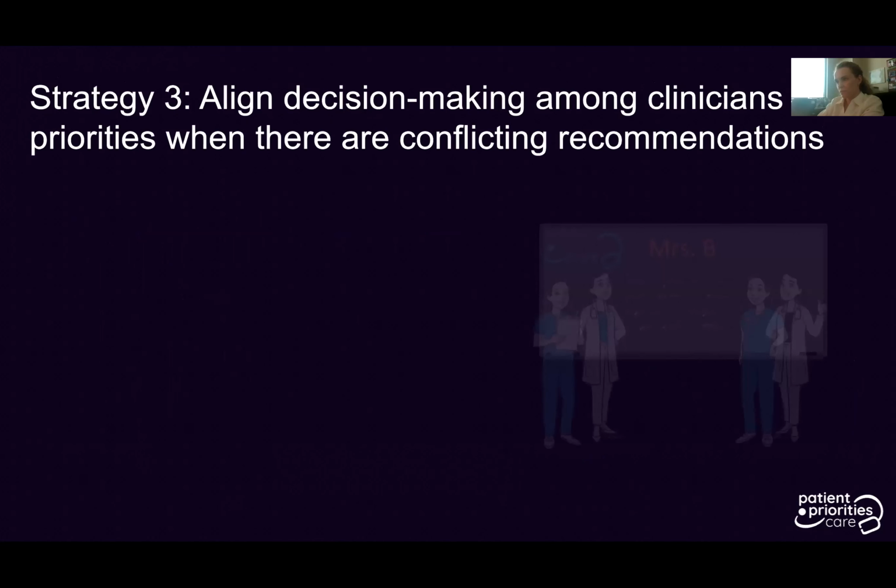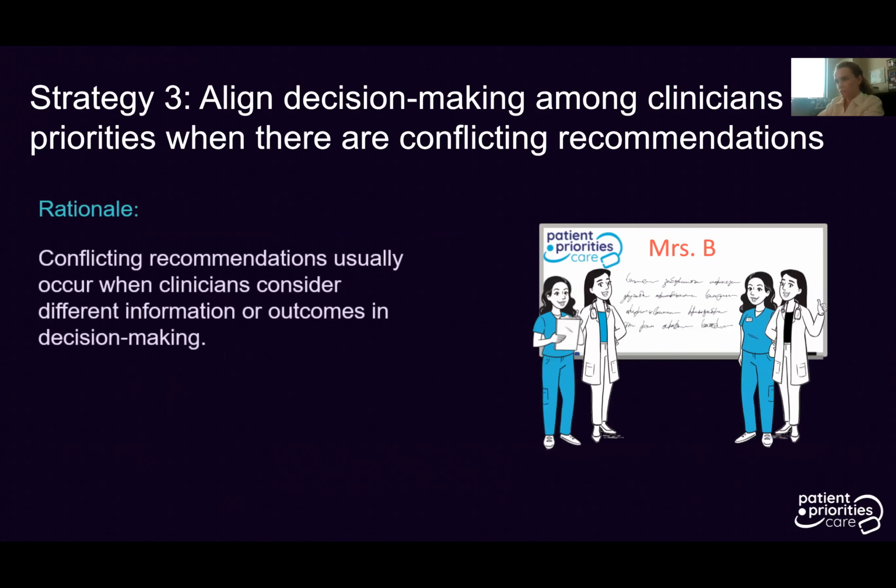You may recall that was aligning decision-making among clinicians with the priorities. So this is when there's conflicting recommendations, but you can also act as an advocate, knowing what matters most to your patient, reaching out. And this is something I do almost every time I have an encounter that's patient priorities delivered. I'm constantly reaching out to the specialists with the language of, here's what matters most. Here's what this one thing is.